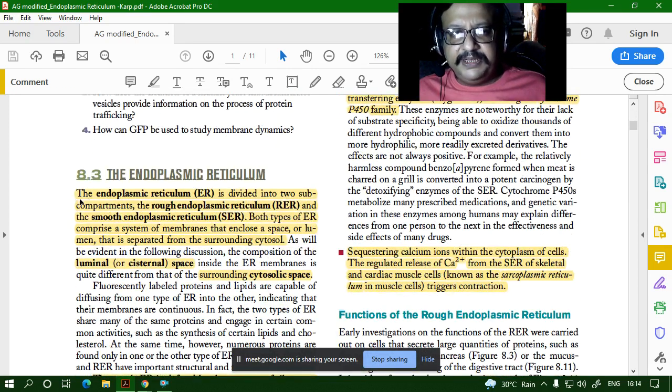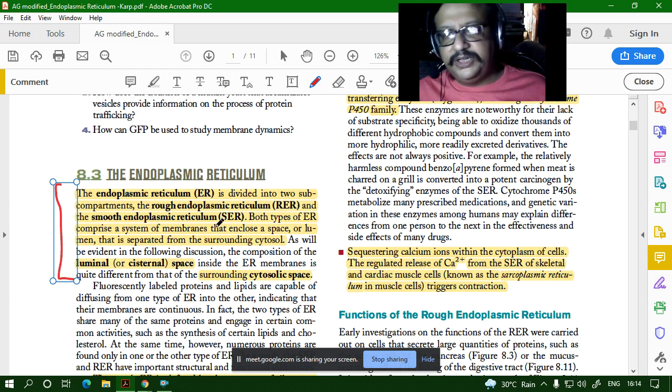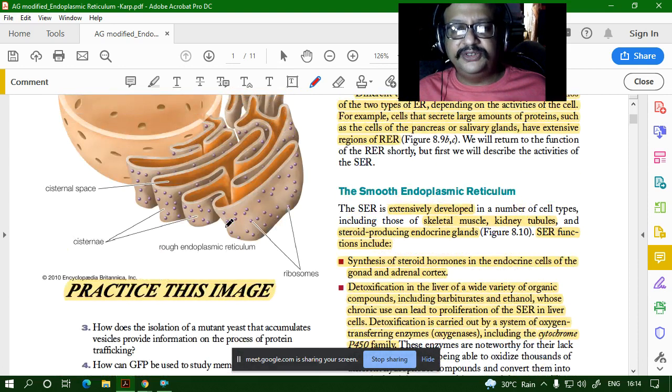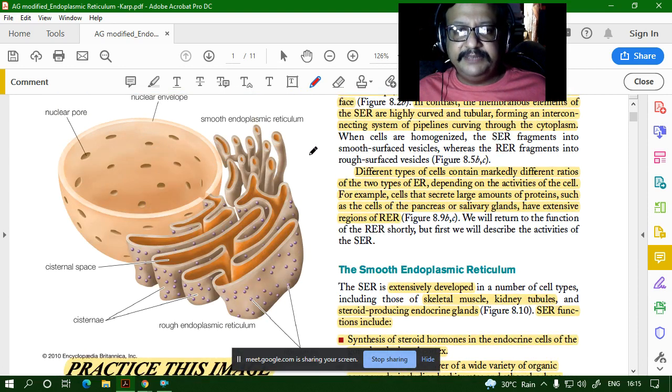So the endoplasmic reticulum is divided into two compartments, the rough endoplasmic reticulum and the smooth endoplasmic reticulum. Both types comprise a system of membranes that enclose a space or lumen, which is separated from the surrounding cytosol. So outside is the cytoplasm, and inside is the space or lumen. The cisternal space is the lumen.